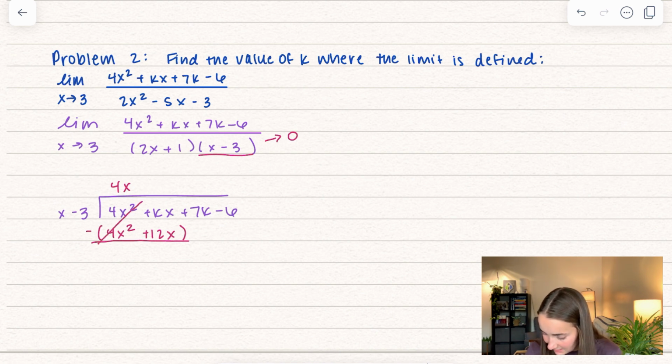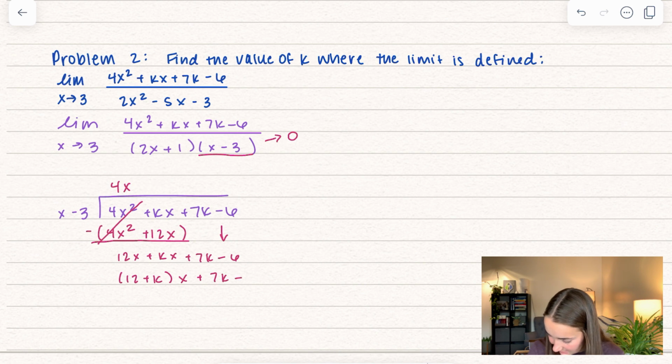This becomes a plus, and I get 12x plus kx. And now I'm going to bring down our next terms, plus 7k minus 6. I'm going to go ahead and regroup these a little nicer. So I know this becomes 12 plus k times x plus 7k minus 6.